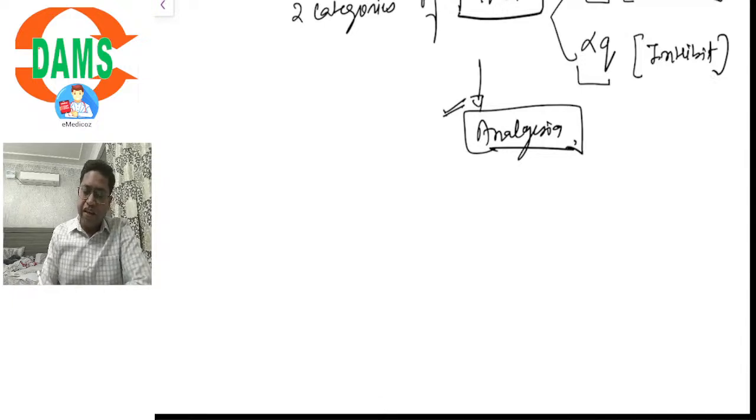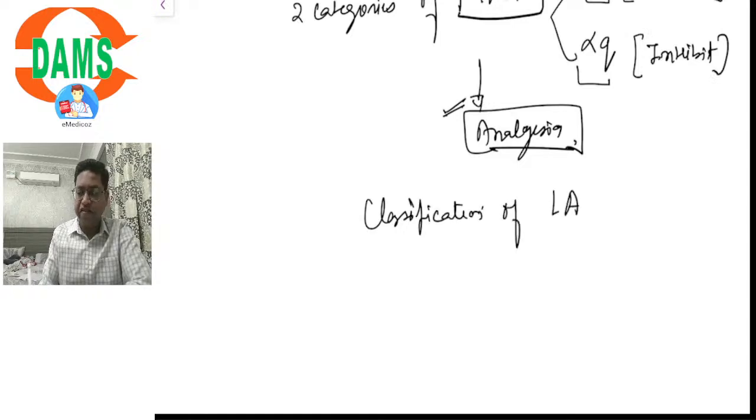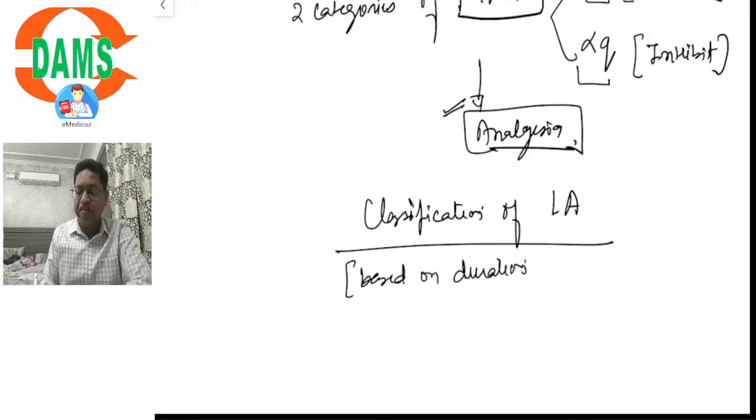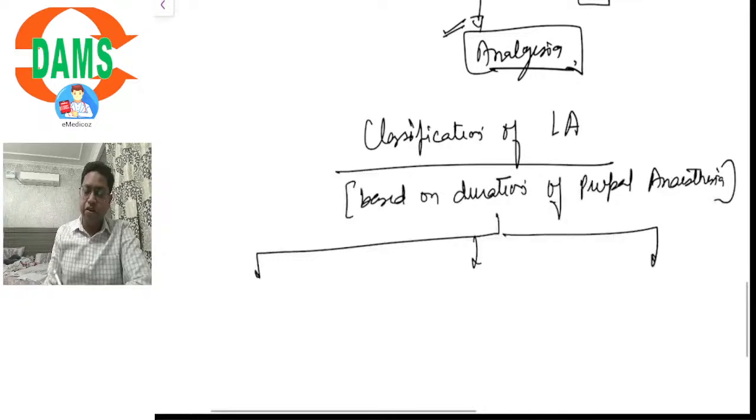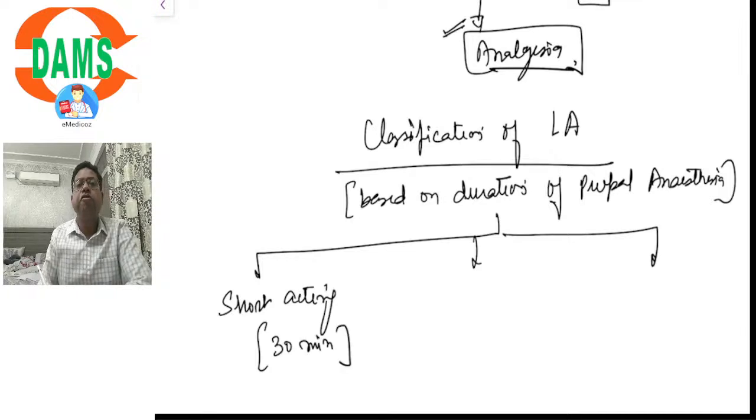Now, if we classify local anesthetics, I'm not classifying them based upon the chemistry or pharmacology, simply based upon the duration of pulpal anesthesia. They can be of three different types. Those which are short acting provide 30 minutes of pulpal anesthesia. I am talking about pulpal anesthesia.